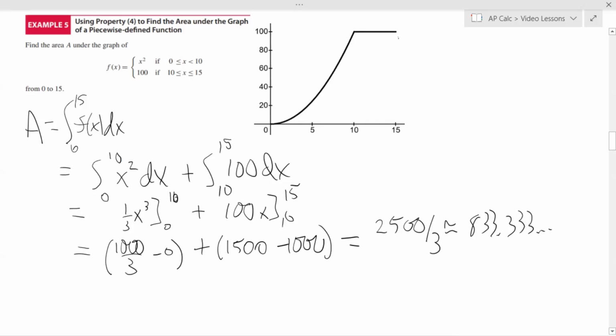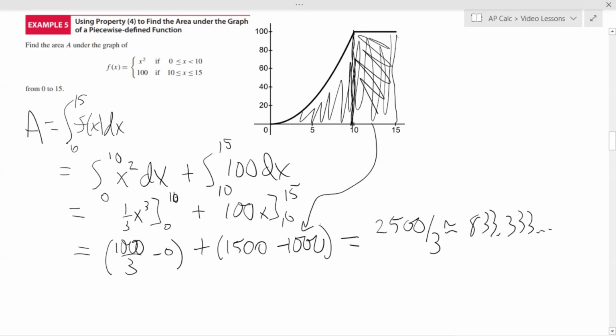And graphically speaking, what we just figured out was the area under the graph from 0 to 15, and we split it into two chunks. This area was right here, and this area was figured out right there.